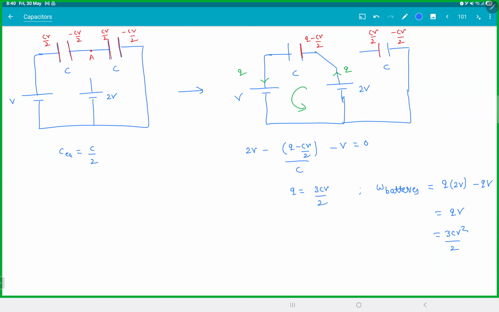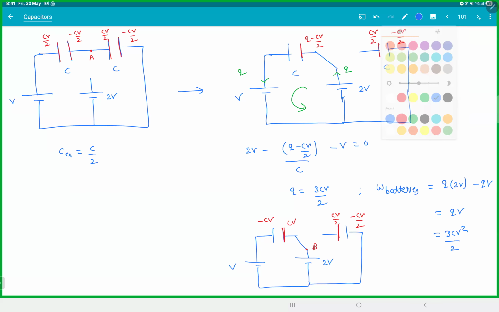Clear with this? And the final charges on the capacitor would look like this. This plate has become CV, this plate is minus CV, this plate is CV by 2 still, and this is minus CV by 2. These are your final charges, everyone, when the switch is flipped to B.